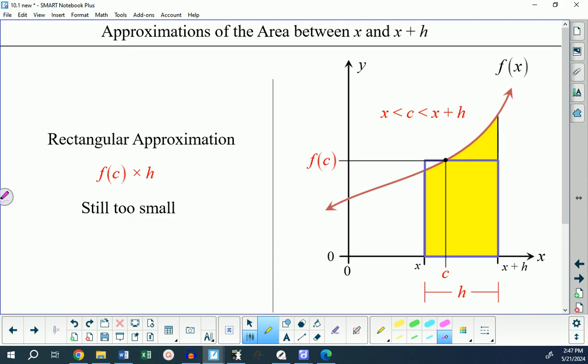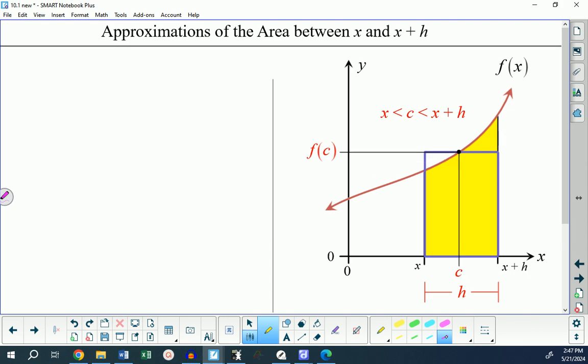It's still too small though, right? Well, watch carefully on the screen. What if I take that point, where x is c, and I just nudge it over a bit to the right? The area will still be f of c times h, but it's closer, isn't it? Is everybody with me on the concept that if we can make this area the same as this area, then everything will be perfect?